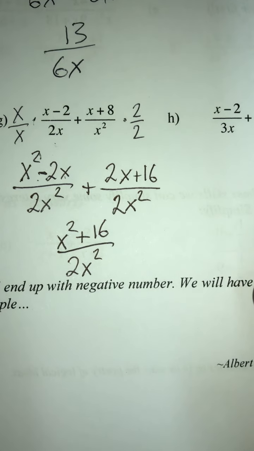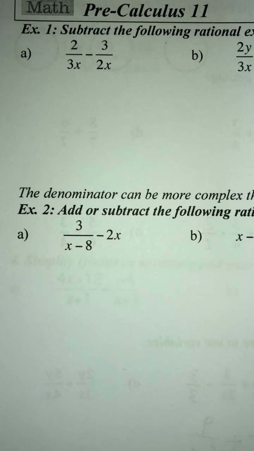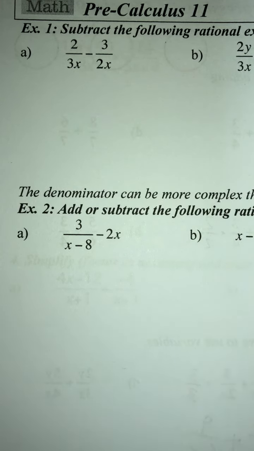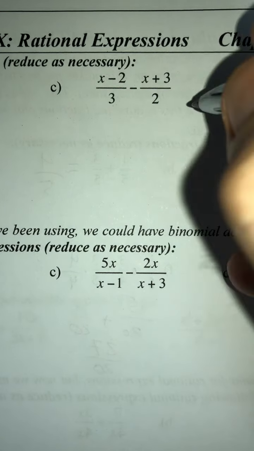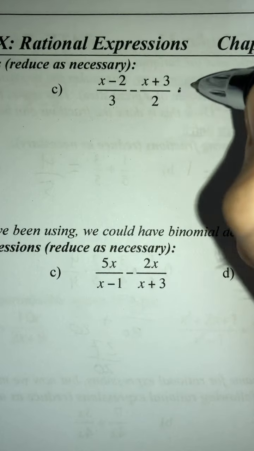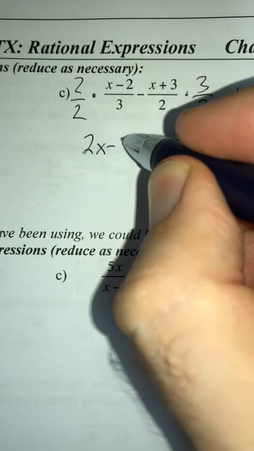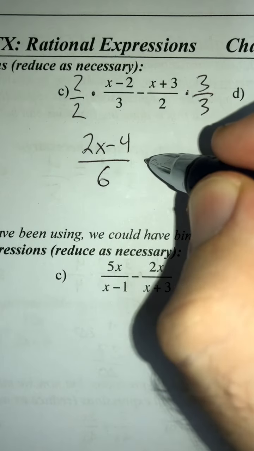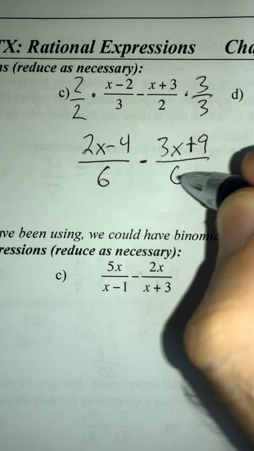Subtracting is going to be the exact same. There's really nothing that's much different with this. You just might get some negative answers at the end, but it's really going to be the exact same. Let's get into some more complicated ones because you've already seen the easy ones. So let's take this one. Again, to make them the same, I want to turn it into 6. So times by 3 over 3, times by 2 over 2. By expanding this, I get 2x minus 4 over 6 minus 3x plus 9 over 6.